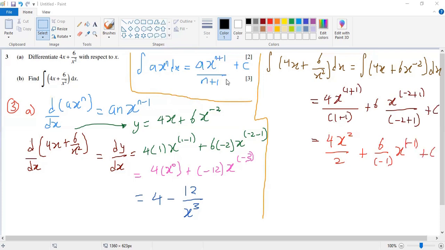So in other words, the answer becomes 2x squared minus 6 over x plus C, because it is an indefinite integral, so we put a constant there. Because any constant can be there. In reverse, if you think about it, the constant just represents the thing that, when differentiated, becomes 0. Okay, so that's the answer. Thank you.